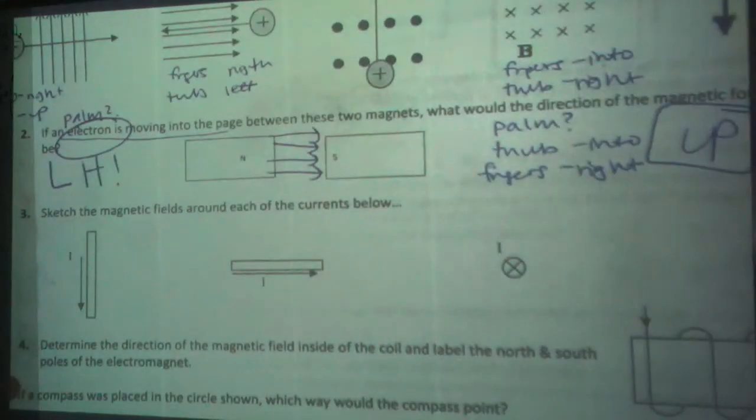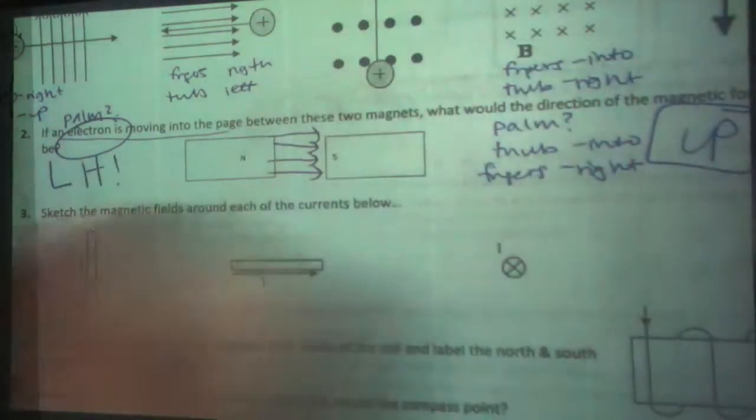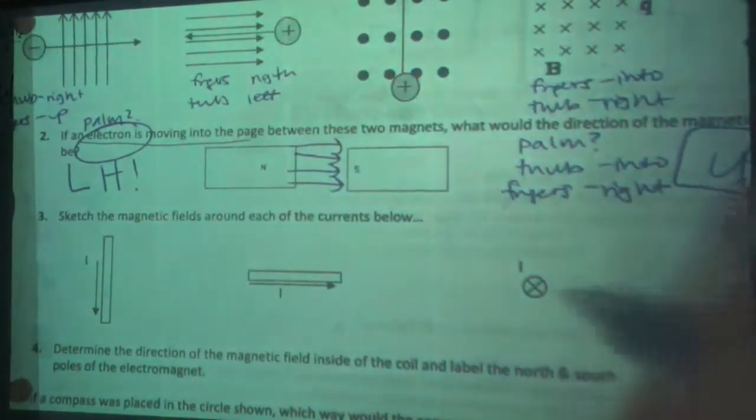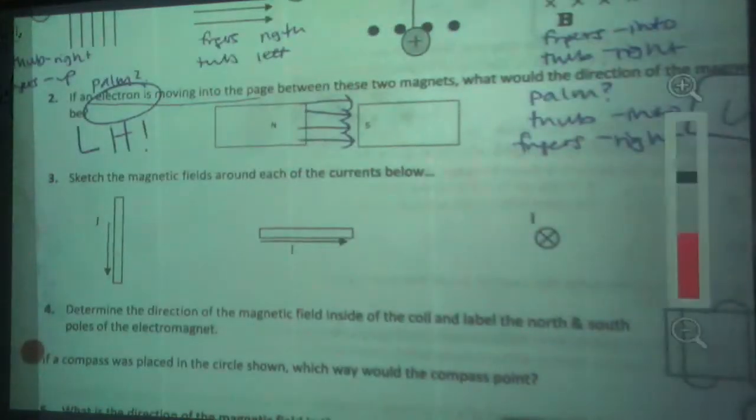Number 3, sketching the magnetic fields around each of the currents below. So this is going to be our second right-hand rule because we're looking for the field and we know the current, your thumb. So this one would be thumb down, looking for what our fingers are doing. Here, thumb to the right, what are our fingers wrapping around? Thumb into, what are our fingers doing?